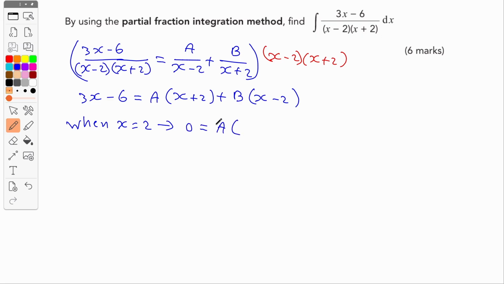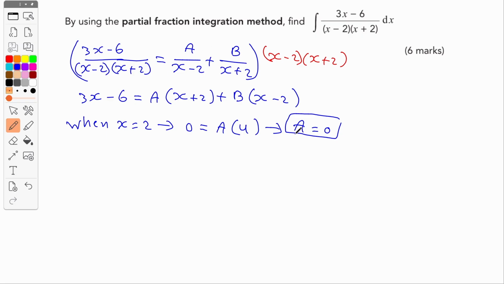A times 2 plus 2, that is 4. So 0 equals A times 4. If you divide both sides by 4, A will be 0. This is the value of A, which means this algebraic fraction will be 0.